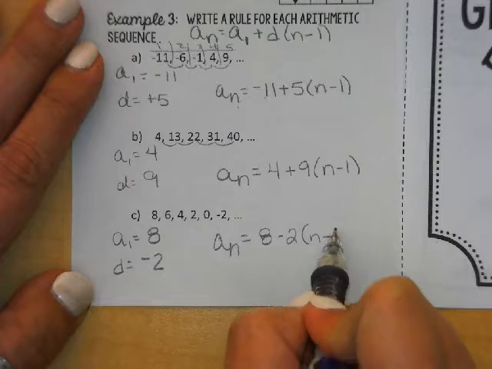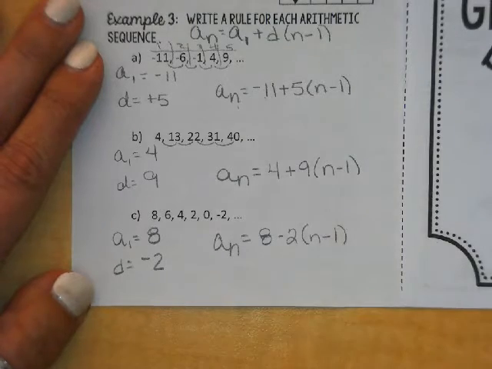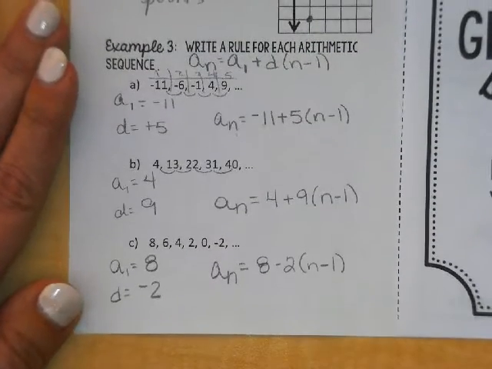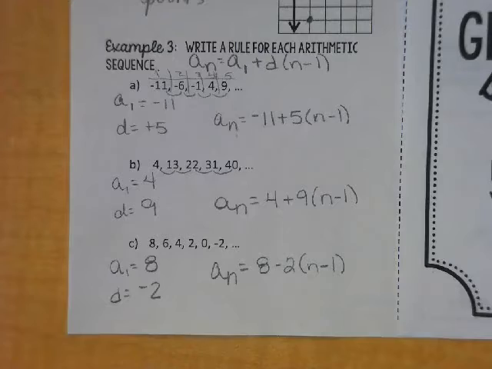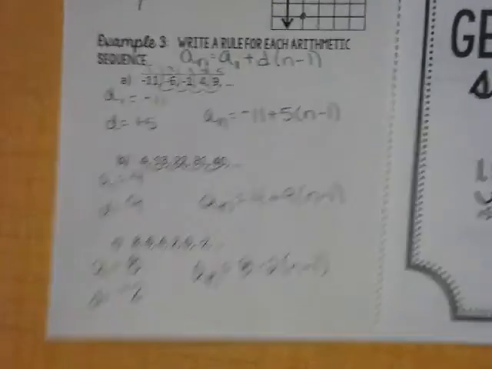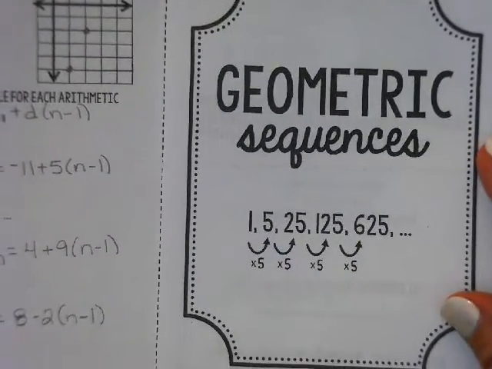Very nice. 8 minus 2 times n minus 1. So, nice little recap there. We feel pretty good about arithmetic. All right, so now we're going to change gears. If arithmetic is adding and subtracting, what do you think geometric is?